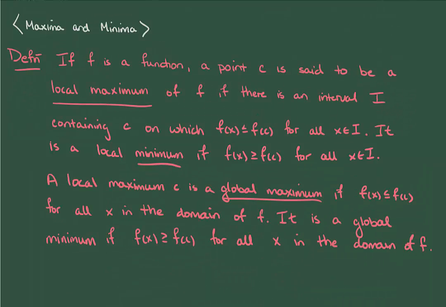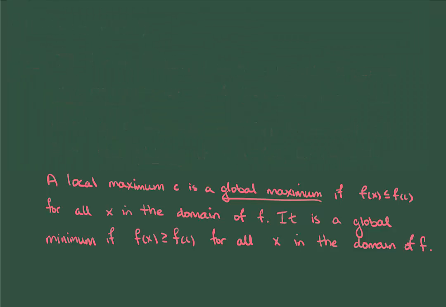But we're usually more interested in the big picture. What are the largest and smallest values of a function on its entire domain? To that end, a local maximum is the global maximum, sometimes called an absolute maximum, if it is at least as big as anything else in the domain of f. Of course, there's a corresponding notion for the global minimum as well.